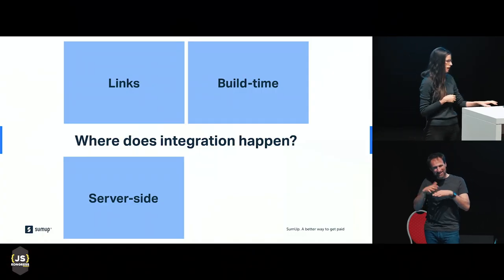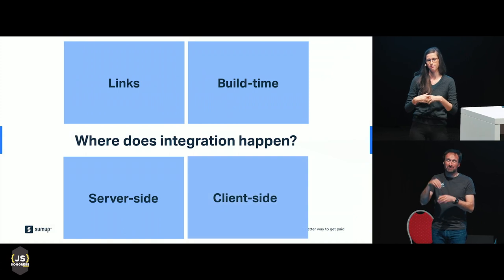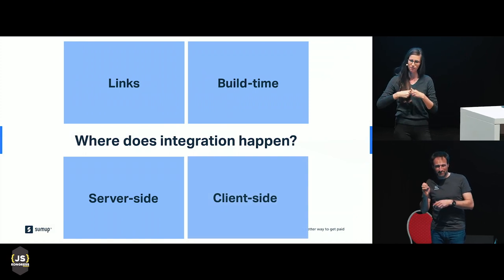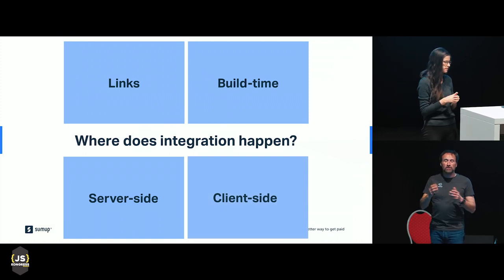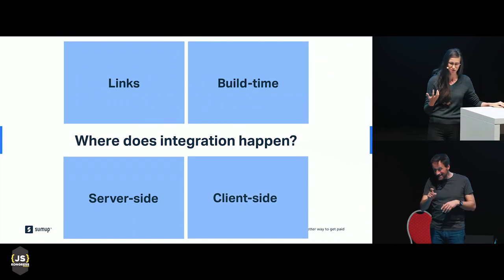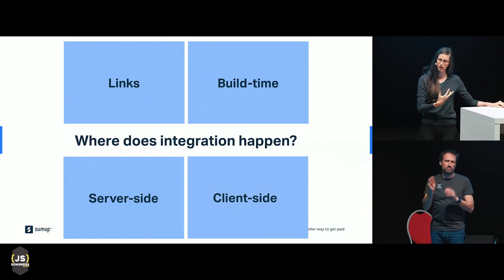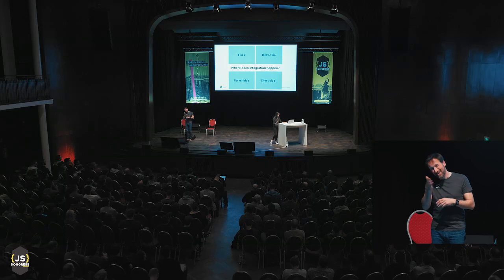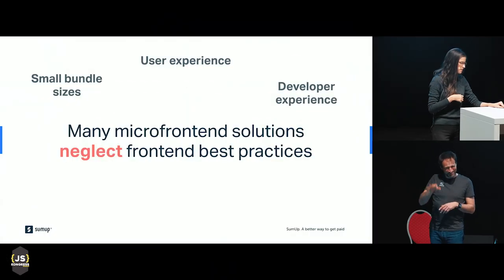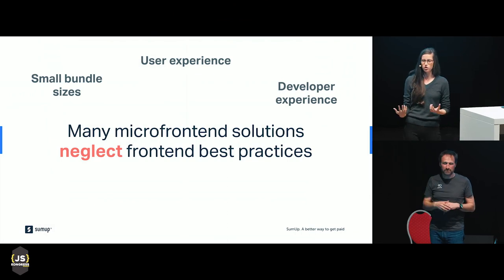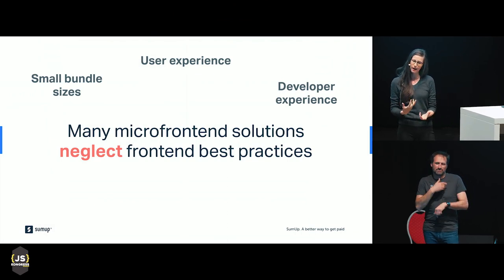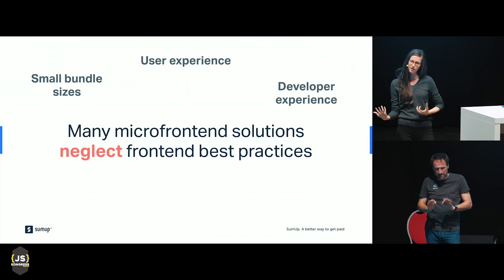You also have server-side integration, so the server's responsible for bringing together all of the artifacts, and you have client-side integration. So I click something, I request something, I put it in the DOM, more or less. All of these different kinds of approaches have their own benefits and their own drawbacks. I don't have time to go into all of them, and maybe you'll learn more about that tomorrow. But the fact of the matter is, when I researched a lot of these things, I felt like they really neglected a lot of the things that we believe in front-end are kind of important, right?